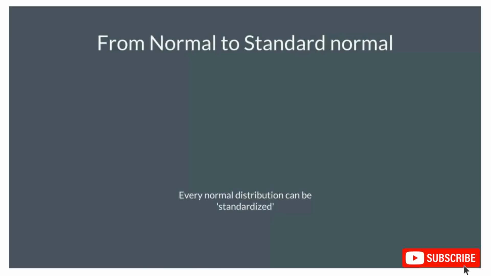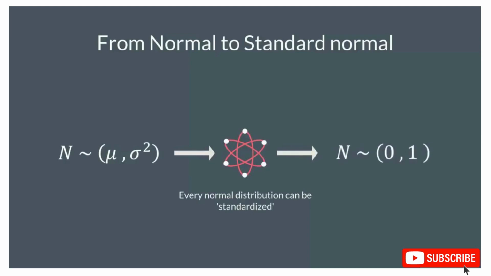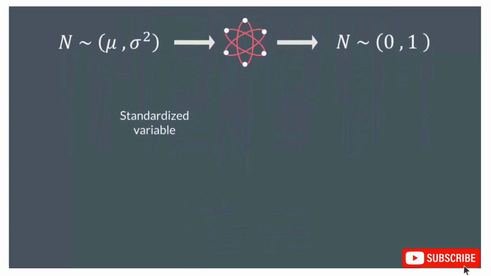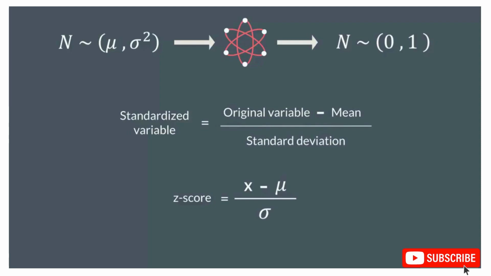Standardization in this context is the process of turning a normally distributed variable to one with a standard normal distribution. A simple formula allows us to do that. The standardized variable, the variable whose normal distribution we are turning into a standard normal distribution, is called a z-score and is equal to the original variable minus its mean divided by its standard deviation.